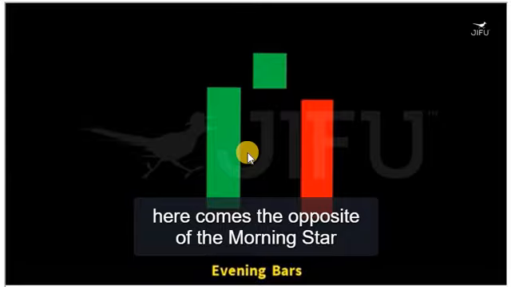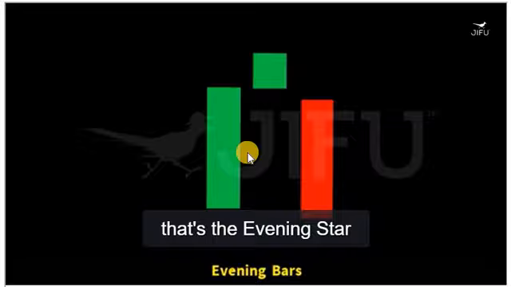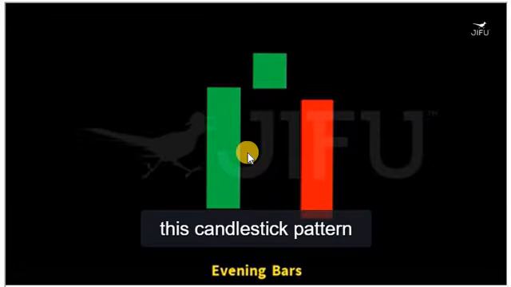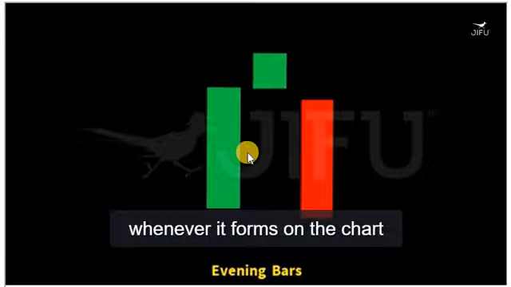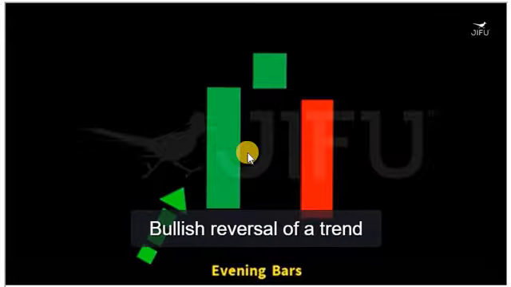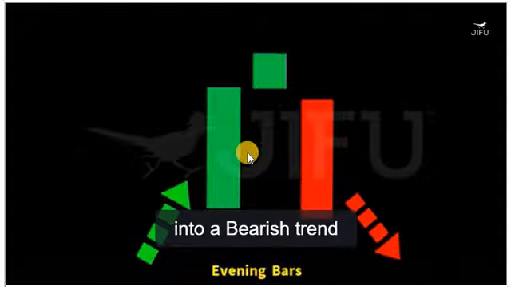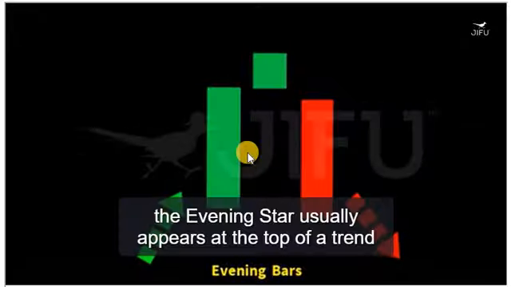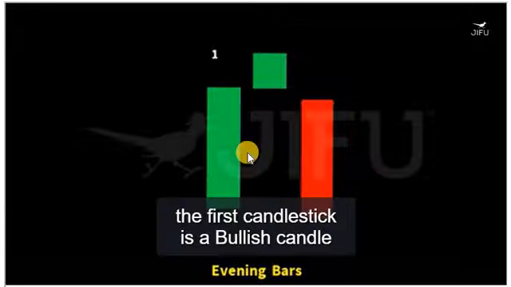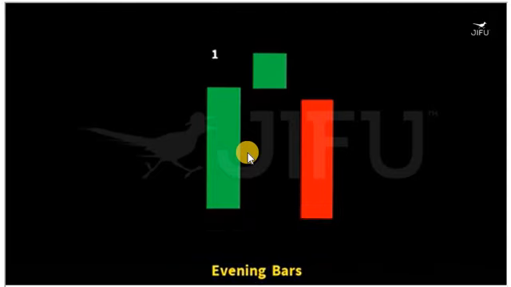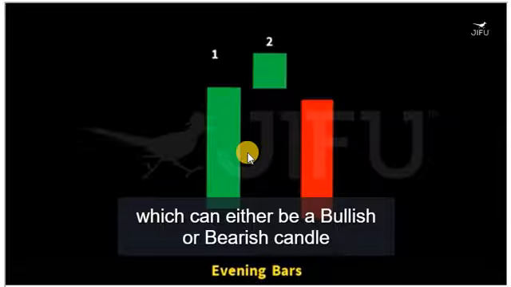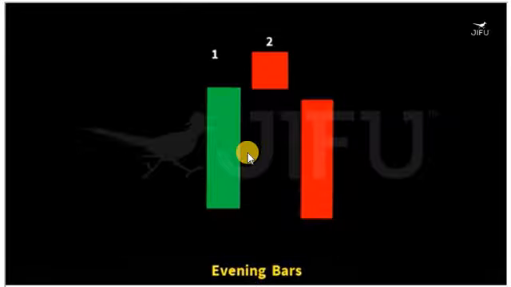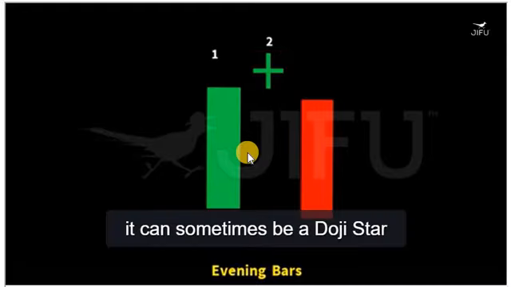Here comes the opposite of the morning star, and that's the evening star. This candlestick pattern has a technical bearish implication. Whenever it forms on the chart, it suggests an imminent bearish reversal of a bullish trend. The evening star usually appears at the top of a trend. The first candlestick is a bullish candle. The second candle is a small candlestick, which can either be a bullish or bearish candle. It can sometimes be a doji star.